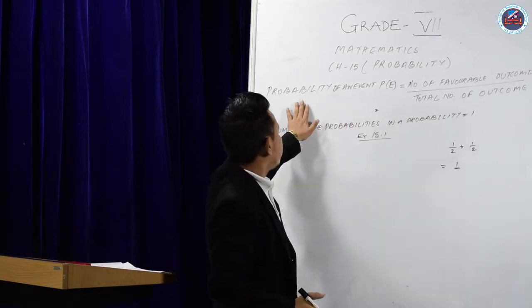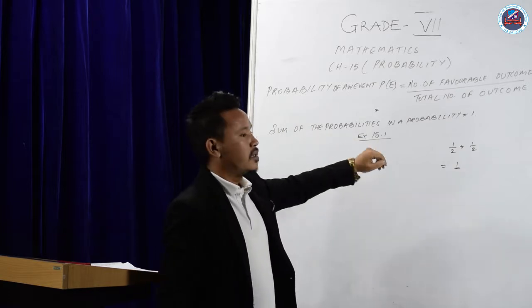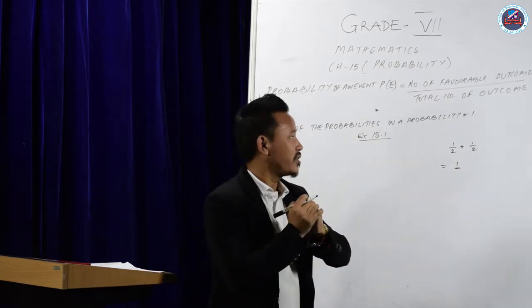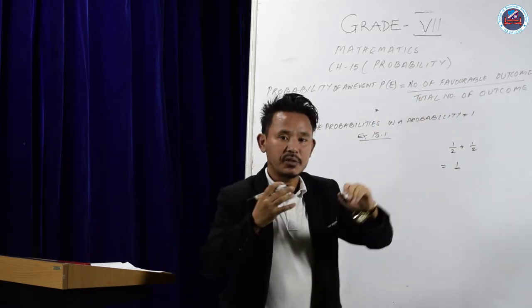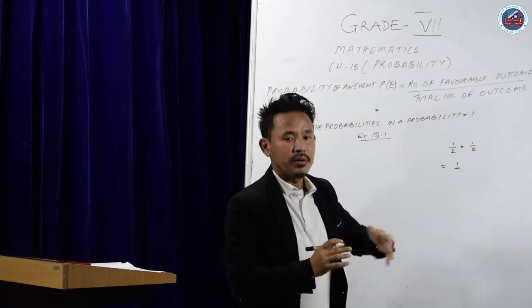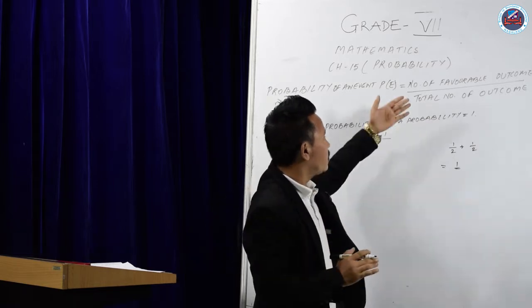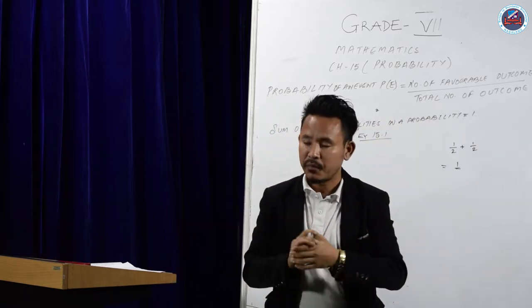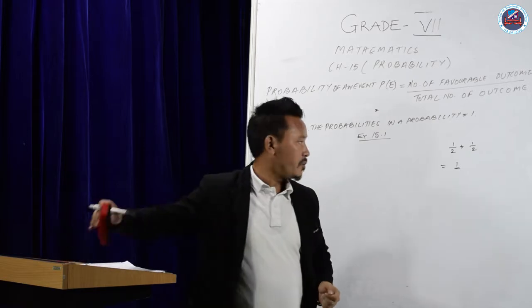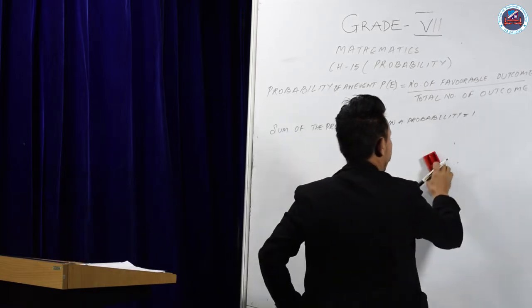Now, since I have written it down here, you can see the probability of an event. The probability of an event is nothing but the number of favorable outcomes divided by the total number of outcomes. We'll be using this one and trying to solve a few of the sums. So let's move on to exercise 15.1.